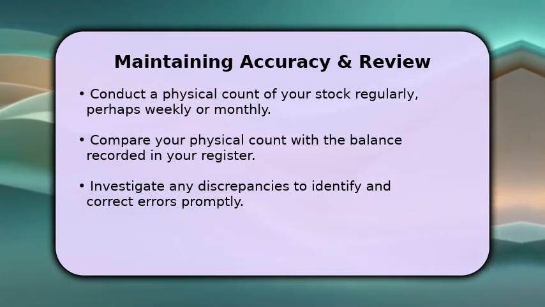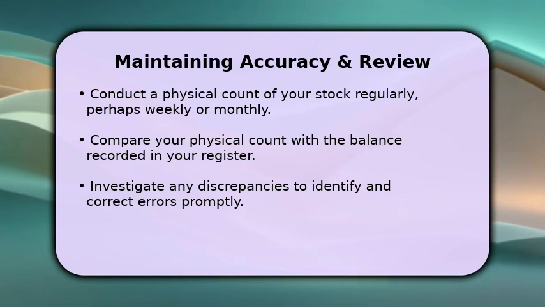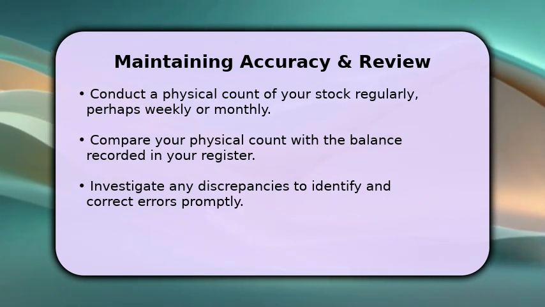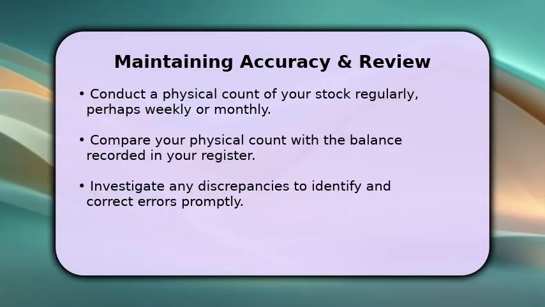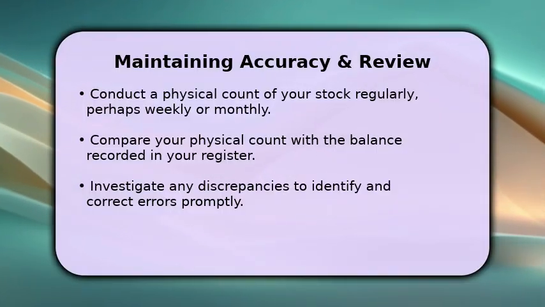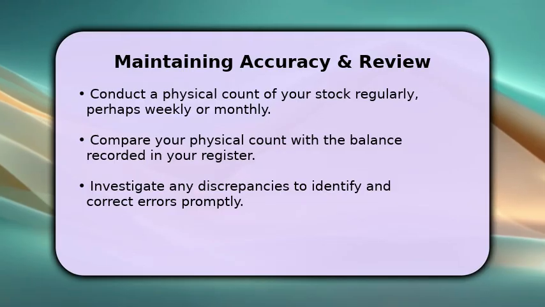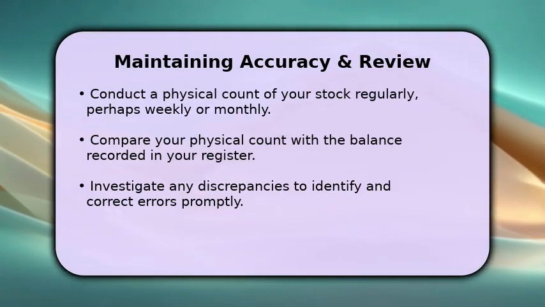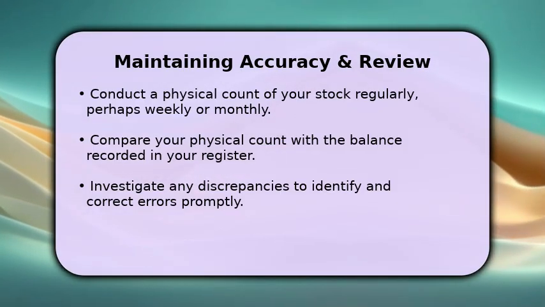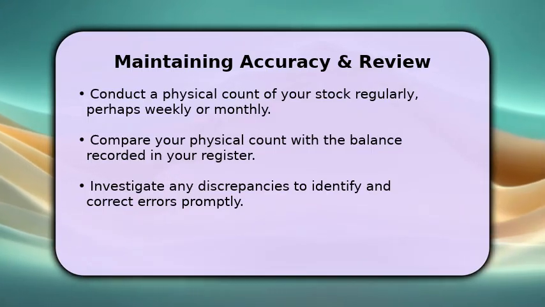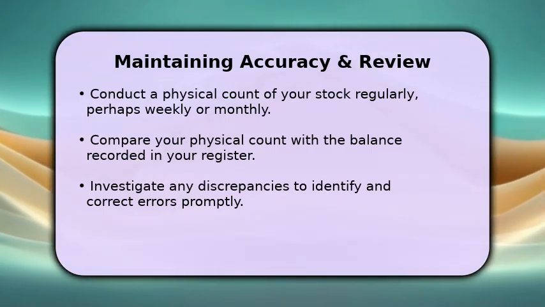To ensure your manual stock register remains accurate, regular reconciliation is key. Aim to conduct a physical count of your stock regularly, perhaps once a week or monthly, depending on your volume. Compare this physical count with the balance recorded in your register. If you find any differences, investigate them immediately to identify and correct any errors, keeping your inventory records precise and reliable.